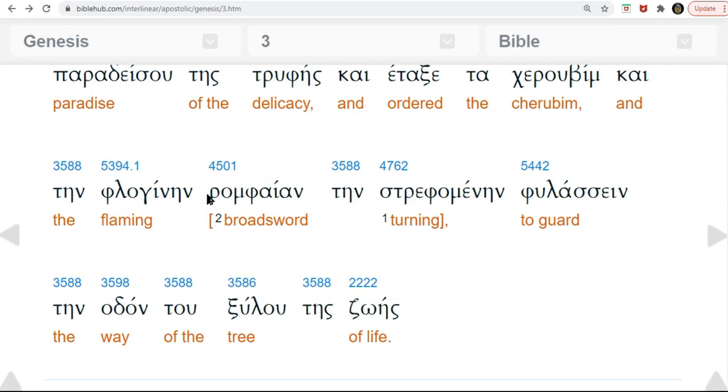Flogging on, the beating on, the Rome-Maffian. The Rome-Maffian. That's where your word mafia comes from. Roman Maffian. Then strips of men, the strip of men.